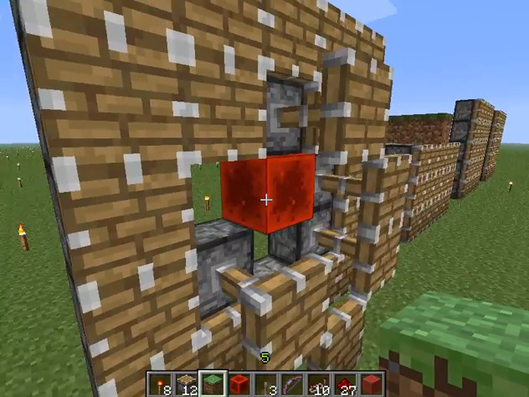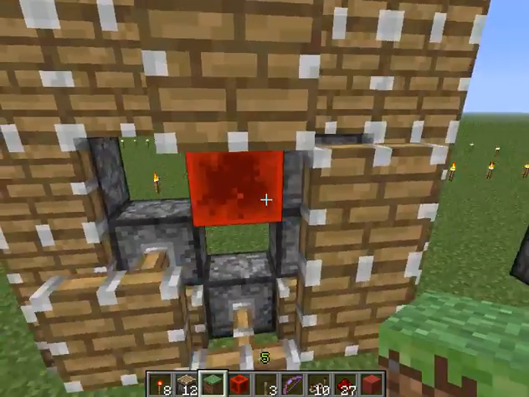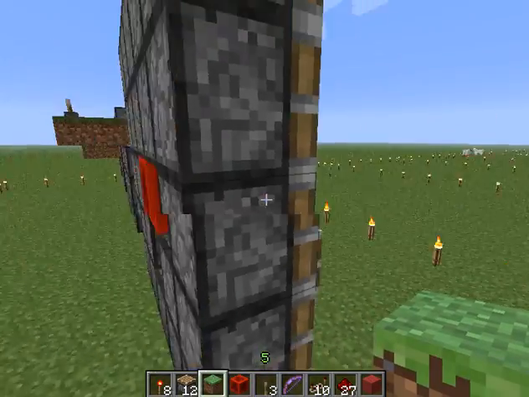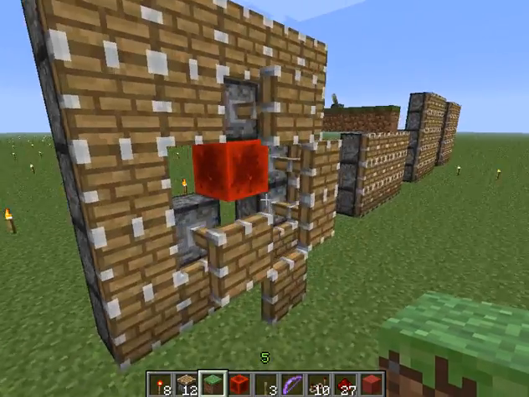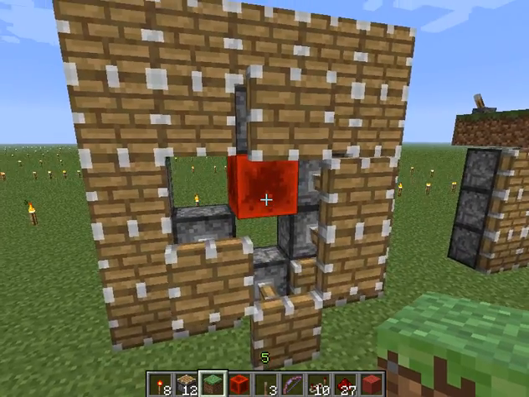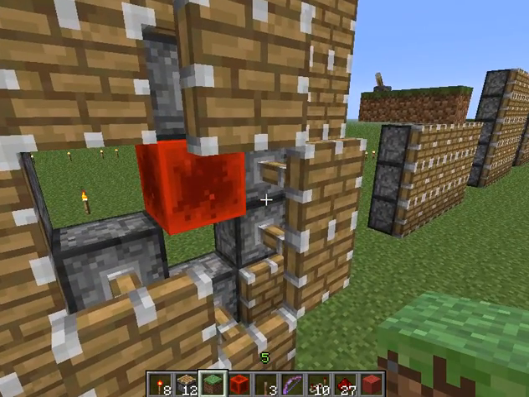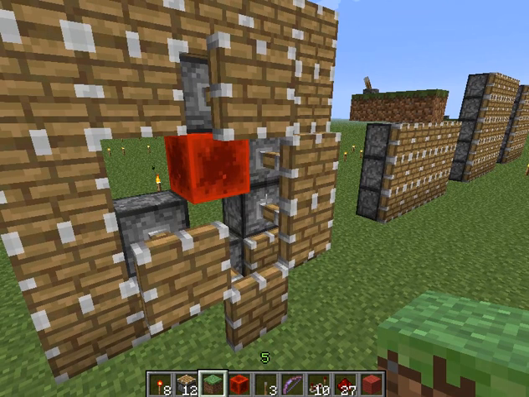I'm going to break the redstone block, which of these there's nothing behind. Which of these extended pistons will retract when I do that? Ready?